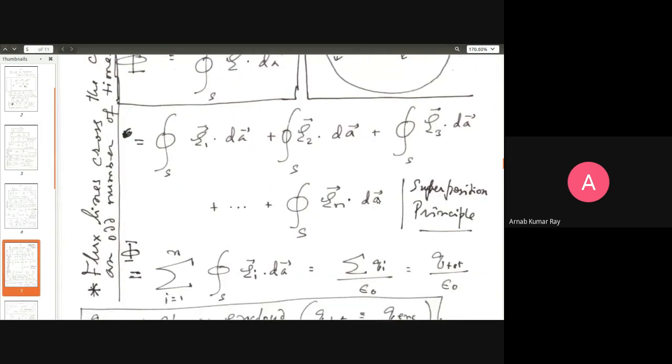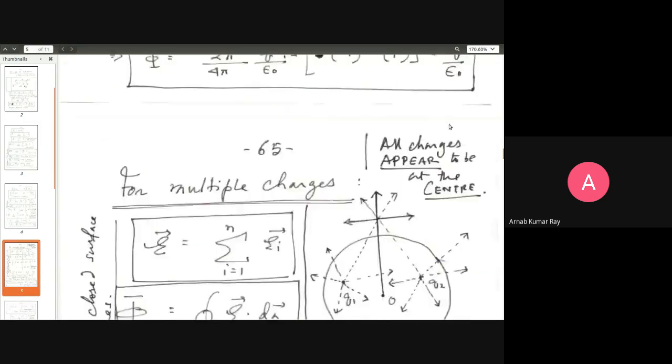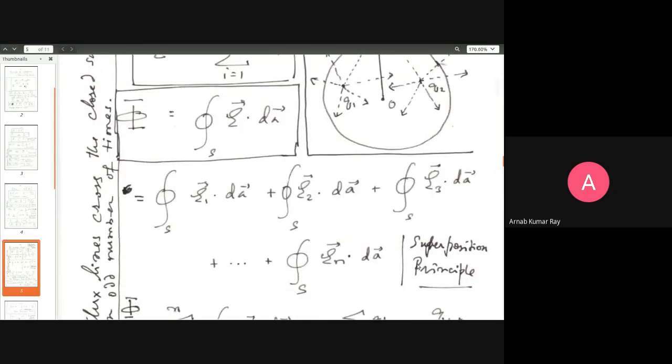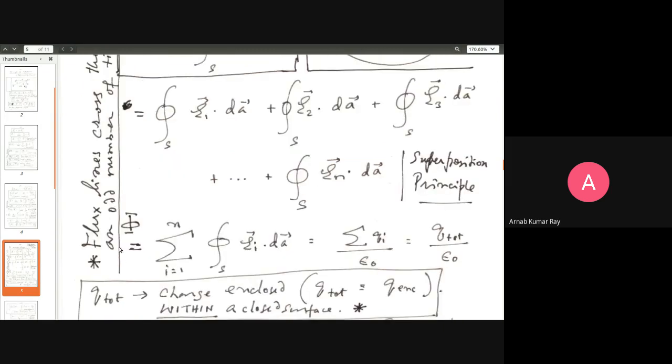Okay. Now, I have explained, I hope, this point. All charges appear to be at the center. This is the superposition principle that I explained a while ago. It comes from F1 plus F2 plus F3 all the way up to Fn. That is what it is. Now comes something important here.